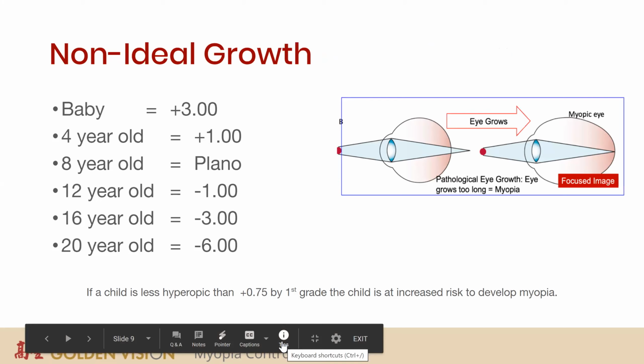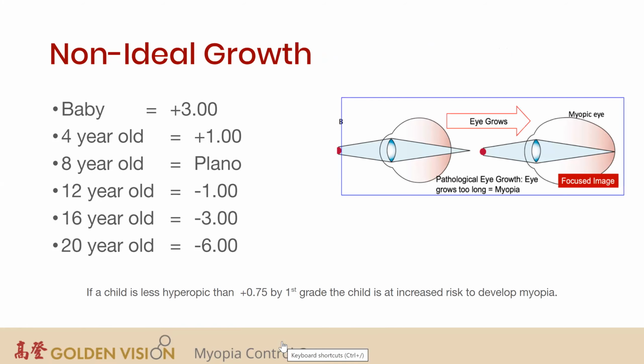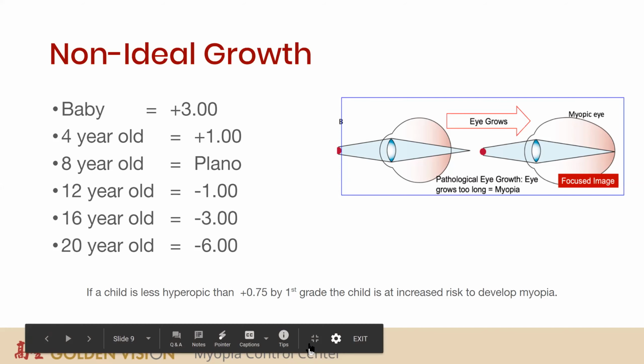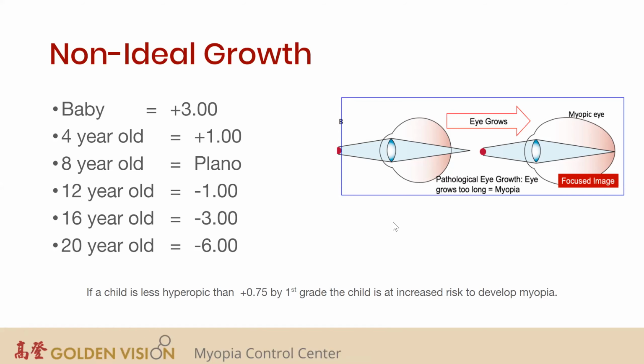So a baby of 3 diopters of hyperopia, by 4 years old, becomes 1 diopter. By 8 years old, the eyes are normal. It's in perfect shape. But then the eye continues to grow longer as the kid grows taller, and by 12 years old becomes -1 diopter of myopia, and by 16, -3, and by 20 years old could be -6. This is just an example to illustrate abnormal growth. The eye grows faster than it should, and that causes the eye to be nearsighted.